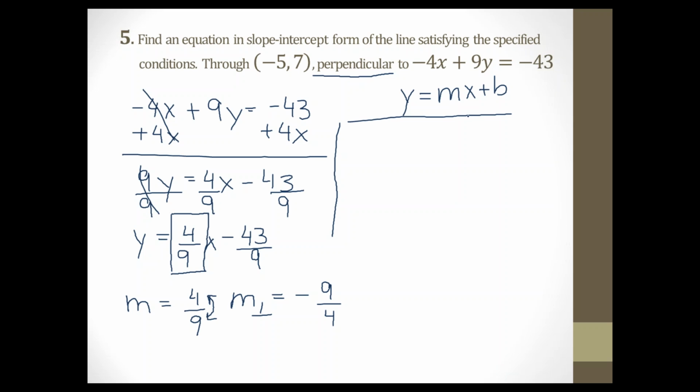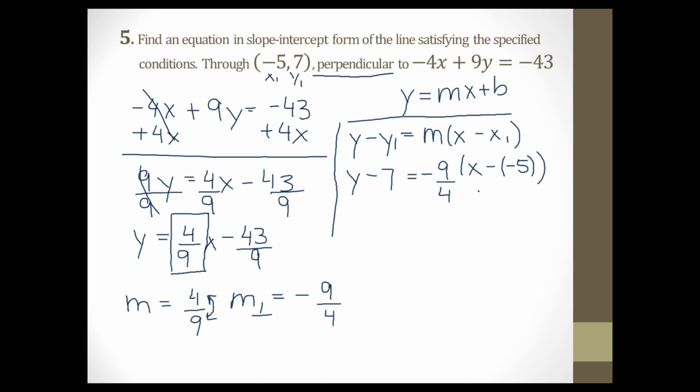And now, just like in our previous problem, we need the other formula, which is the point-slope formula. So y minus y1 is equal to m times x minus x1. Plugging in my information, I got my point, x1 and y1, and I got my slope. So y minus my y1, which is 7, equals my m of the perpendicular line, negative 9 over 4, times x minus my x1, which is negative 5.